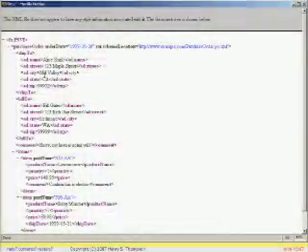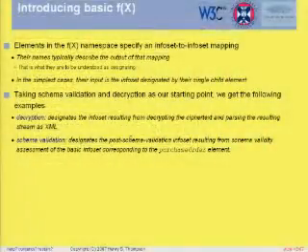And of course, where'd it go? Where's my document? There we are.